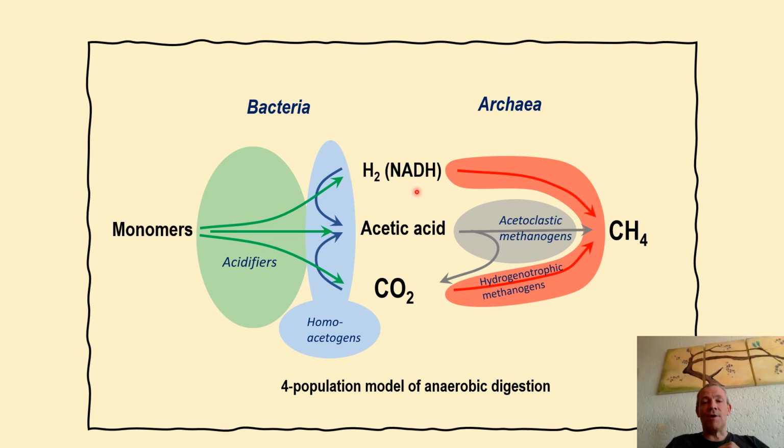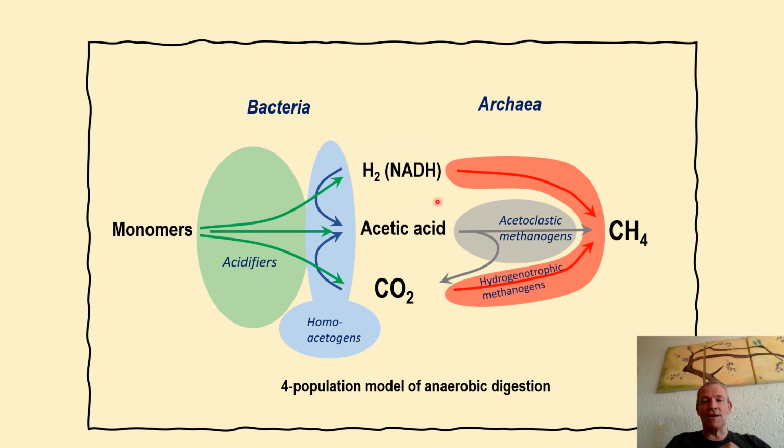You now have a problem that all your hydrogen and CO2 will be consumed by the homoacetogens. Typically in a healthy system, there's a balance between the homoacetogens and the hydrogenotrophic methanogens. So we are in those systems reliant on directly converting the acetic acid to methane and CO2 via the acetoclastic methanogens. So this picture, very important.